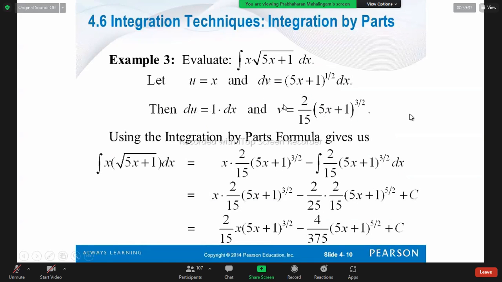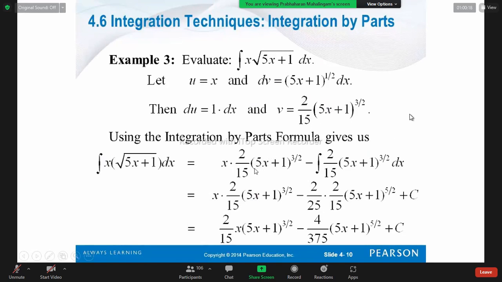So if you integrate, n plus 1 over n plus 1. Suppose this is n plus 1, 3 by 2. Divide by 3 by 2. How does the 15 come? Divide by 5 also. Why? This 5 is inside, so divide by 5 also. Chain rule. That is why 2 upon 15, (5x plus 1) to the 3 by 2. Right? Otherwise 2 by 3 is the wrong answer. 3 by 2 divided by 3 by 2 means 2 by 3. If the denominator 2 into 5 also dividing, then 15.